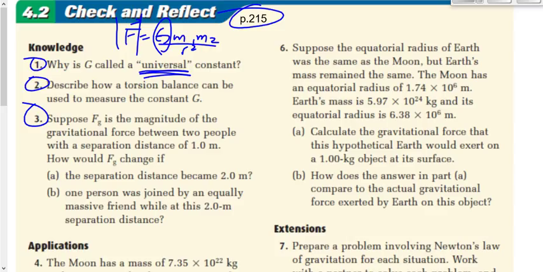Number 2, describe how a torsion balance can be used to determine the gravitational constant. We looked at this on Monday, last thing we did on Monday, right? Remember that Cavendish torsion balance experiment? Someone said something about potatoes, and we joked about that, and it's like, well, Cavendish PEI. Not quite, but same name.